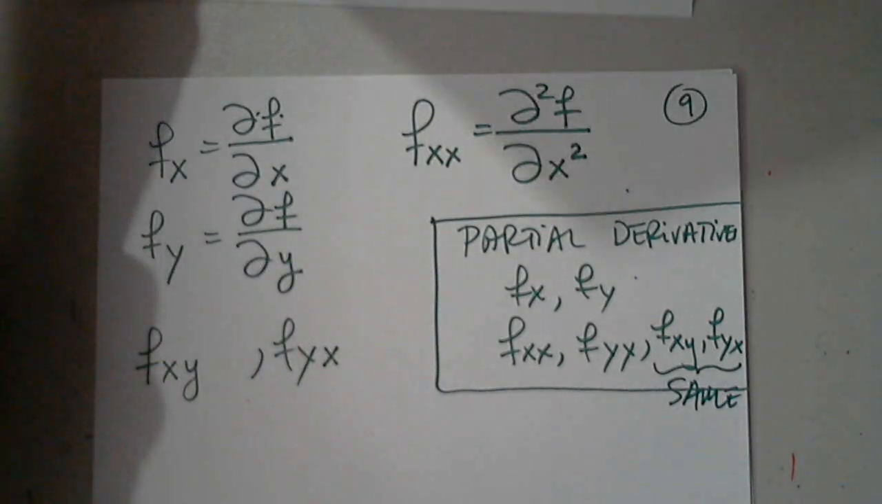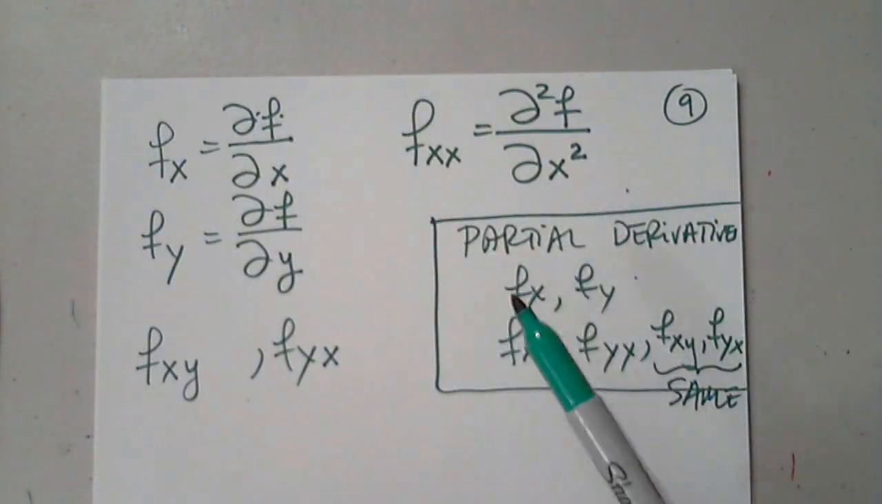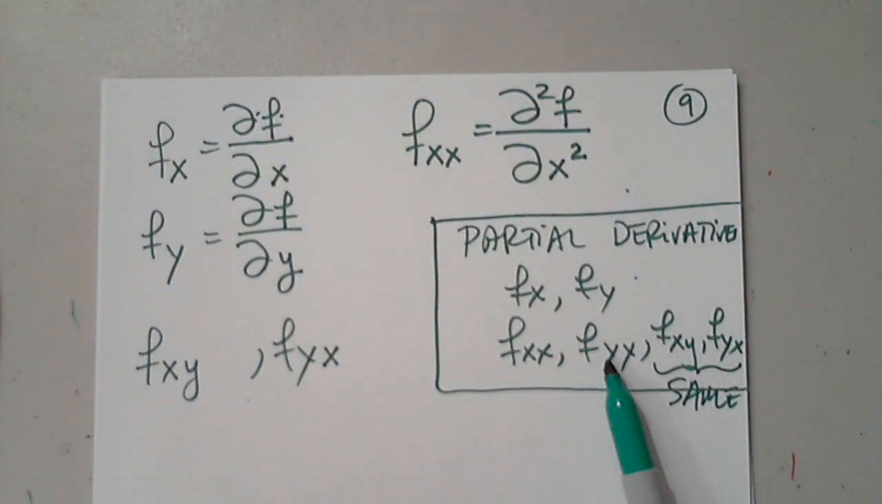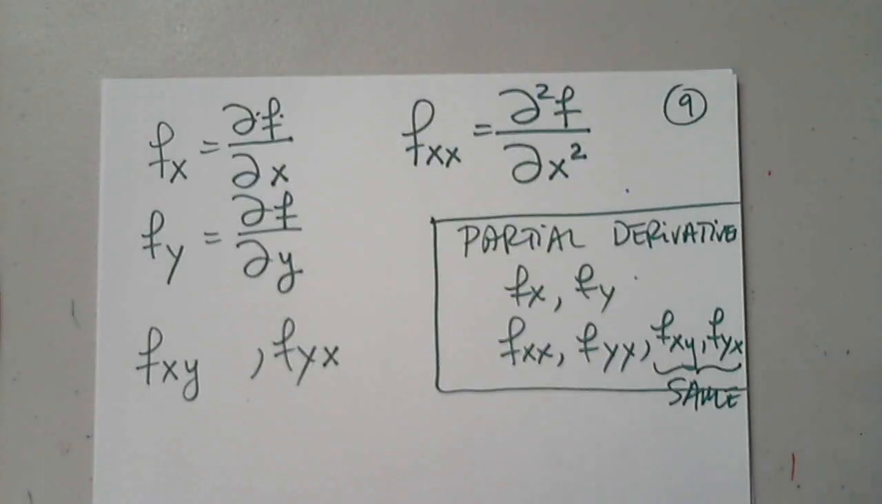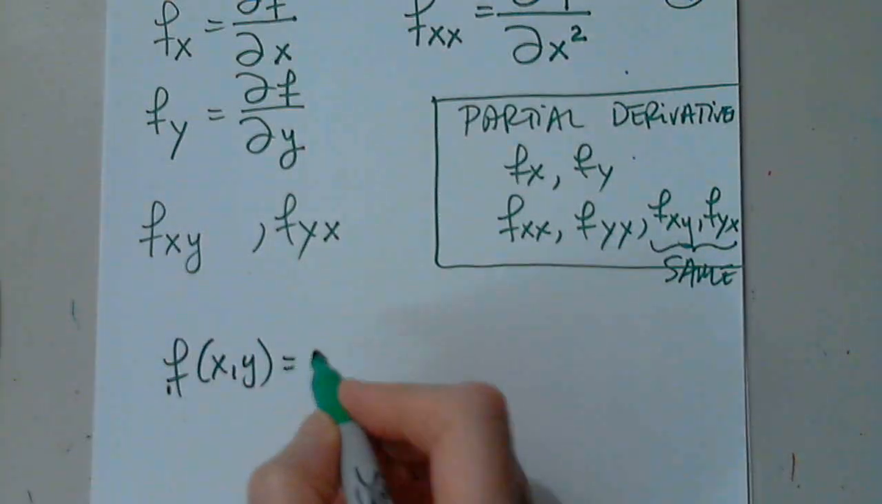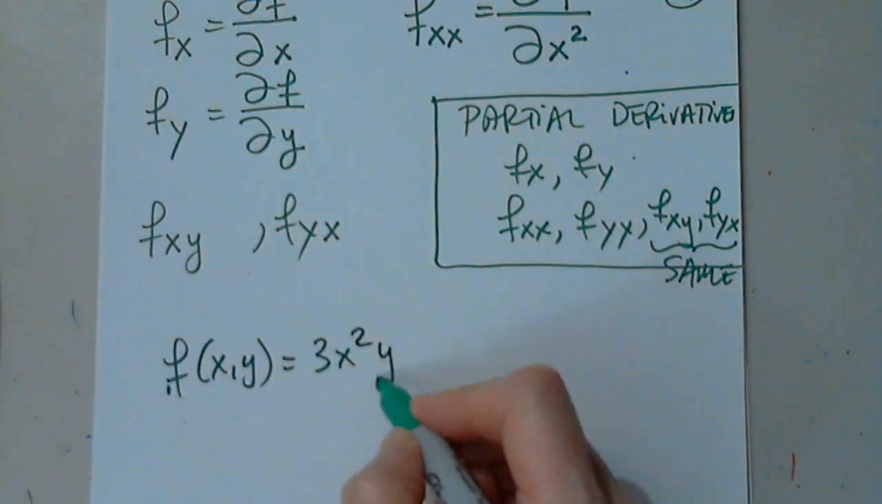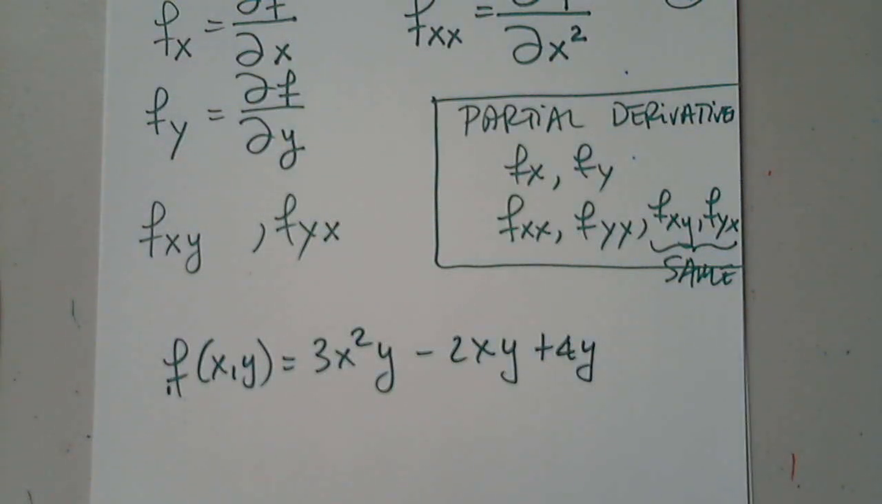So let's illustrate and find all of them, the first order, second order, for this function. I'm going to copy it again. It sounds difficult. I hope you're not going to find it difficult in a minute.